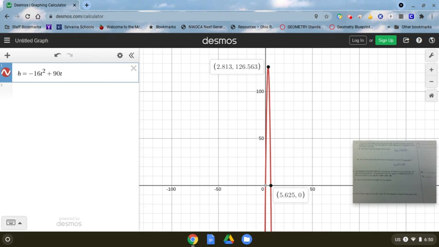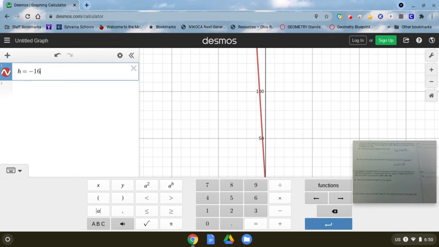Okay, so let's try again. Let's do the next equation. I'm going to erase this one, and it is negative 16t squared plus 64t plus 80.